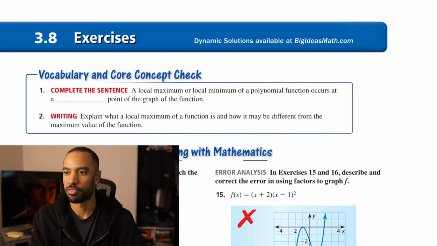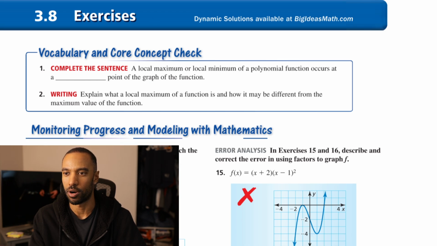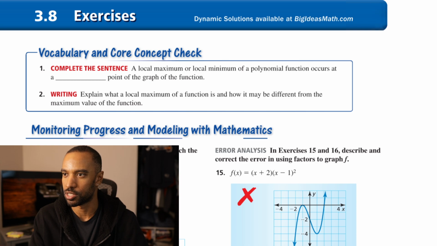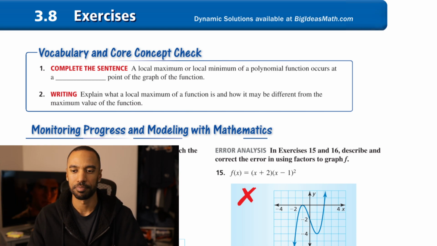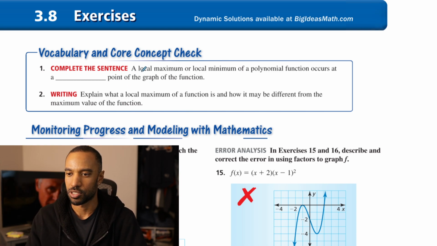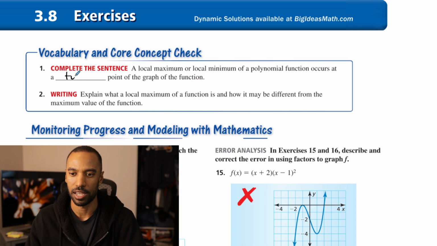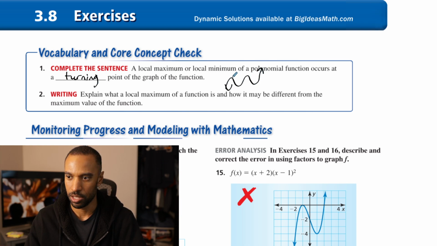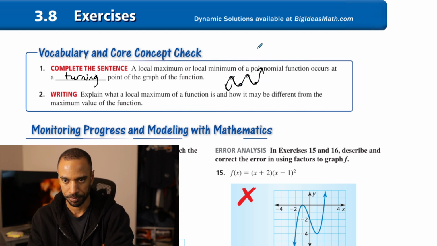Okay, that is the end of the lecture portion. Let's go to the vocabulary and core concept check, numbers 1 and 2, and then we'll get on to our problem set. We're going up to problem 55. Number 1, complete the sentence. A local maximum or local minimum of a polynomial function occurs at a turning point of the graph of the function. So again, a polynomial does this. Local maxes are here, local mins are here. These are turning points of your function.